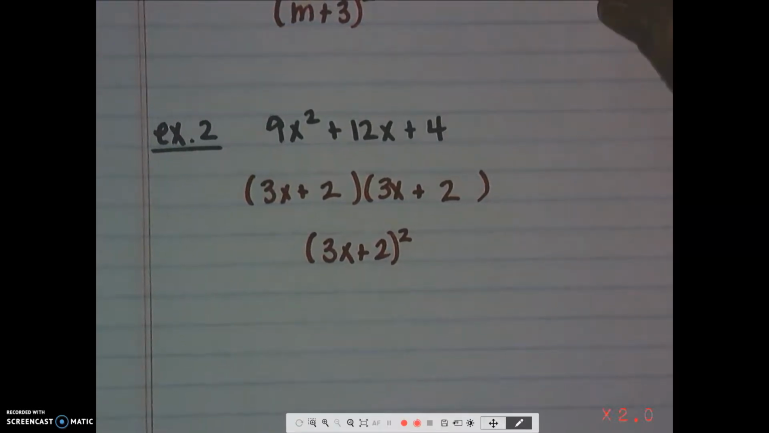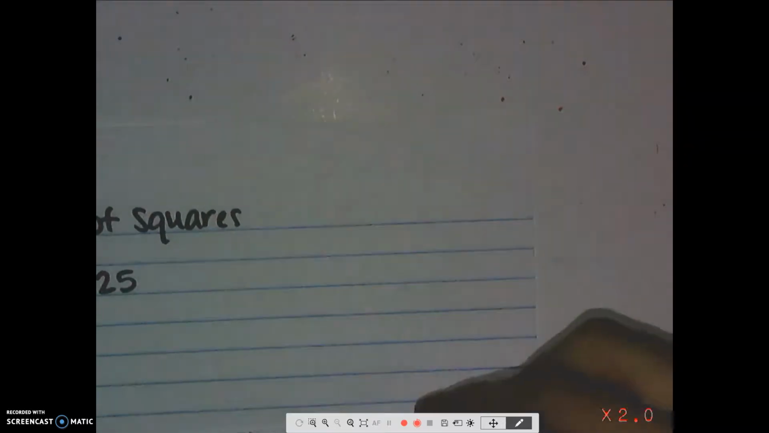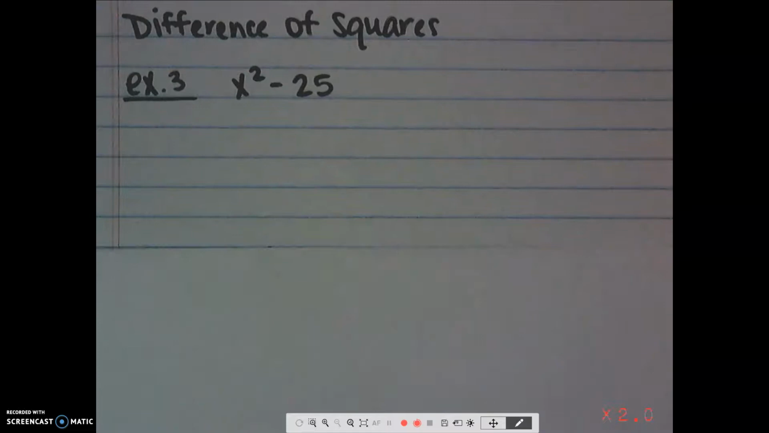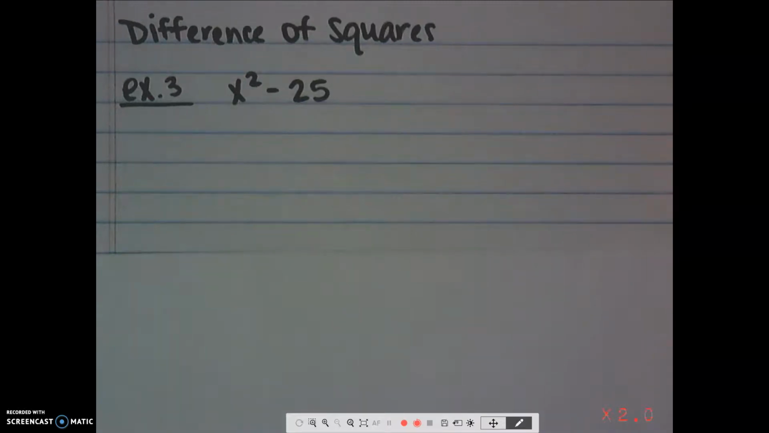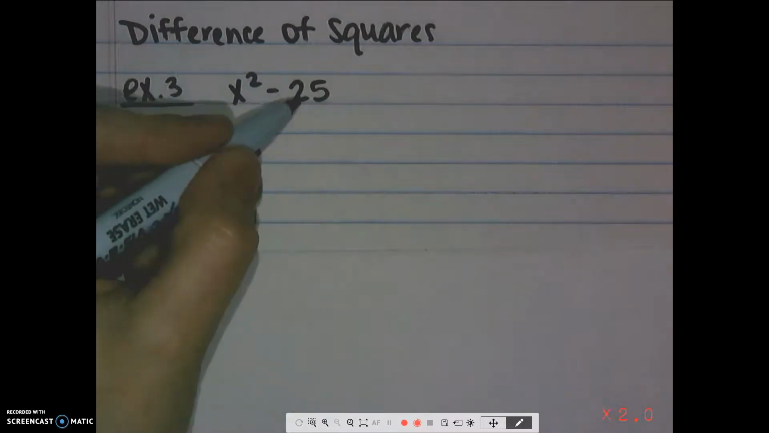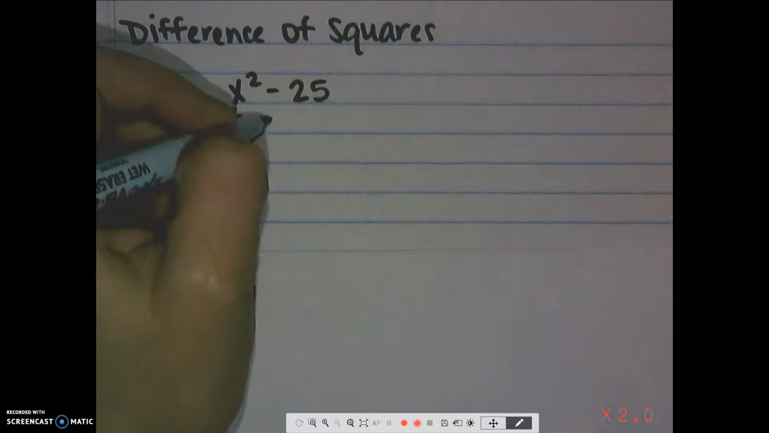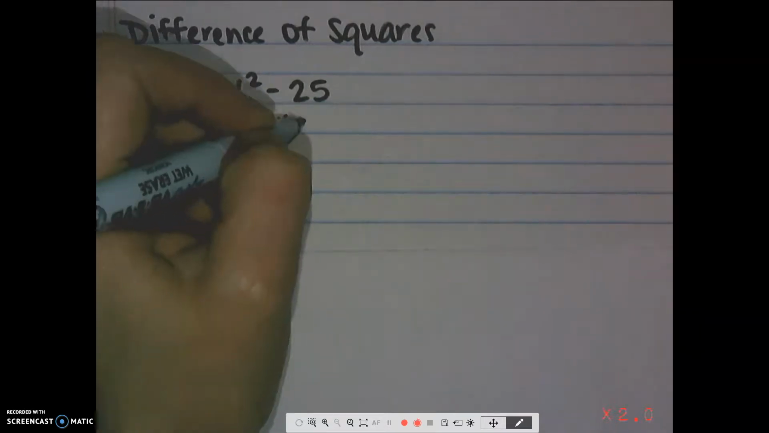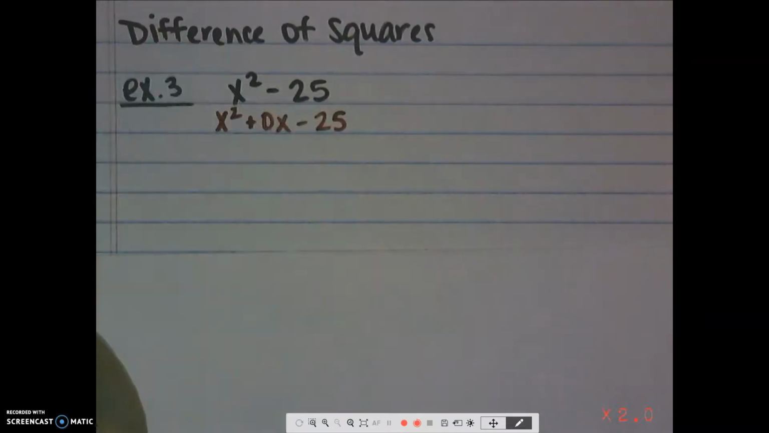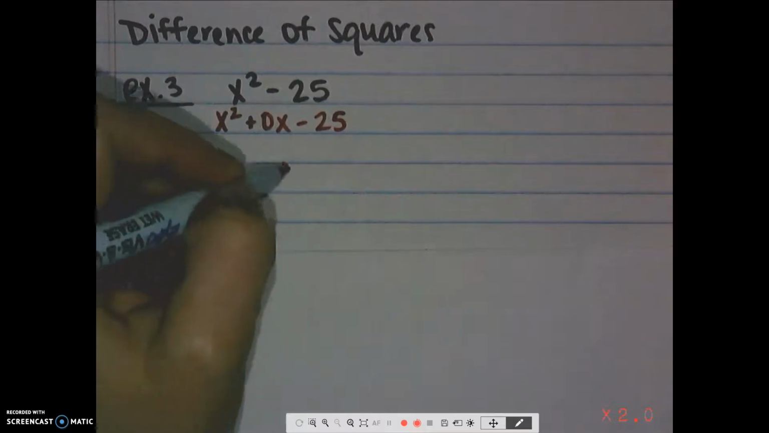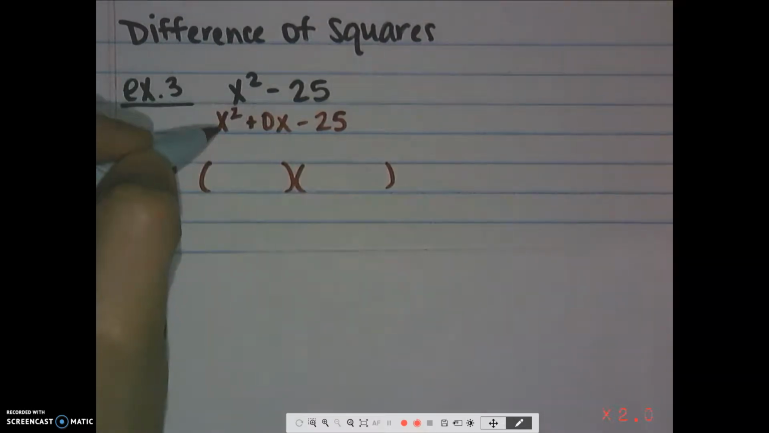All right, so that's the first special case. The second special case that we have is what's called a difference of squares. And again, we'll talk about why it's called a difference of squares here soon. So we have x squared minus 25. So this would be the same thing as us having x squared minus or even plus 0x minus 25. So we need two numbers. Let's start here first.